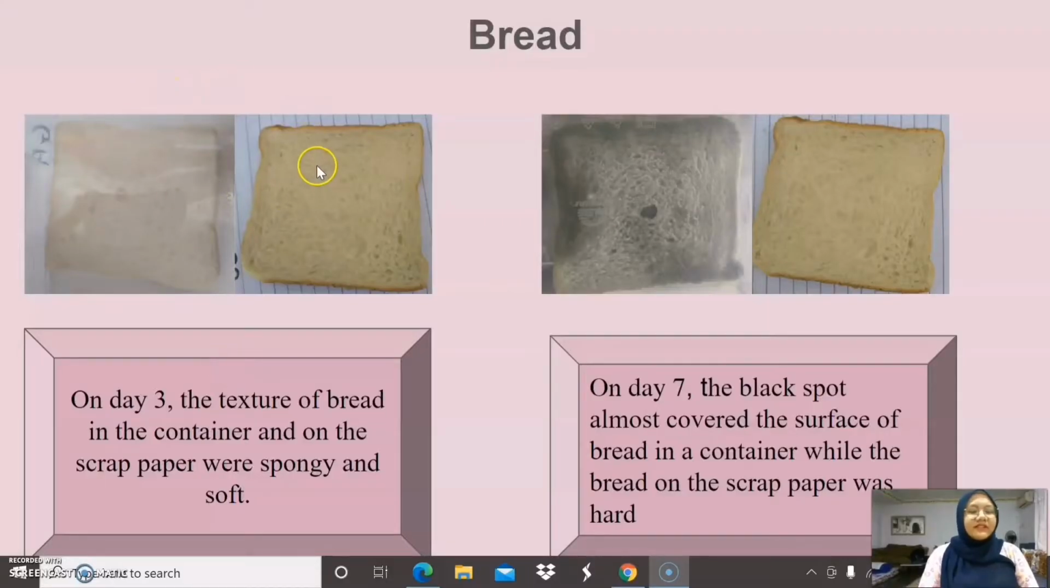So we can see from this picture, on day 3, the texture of the bread in the container and on the scrap paper was spongy and soft. But on day 7, the black spots almost covered the surface of the bread in the container, while the bread on the scrap paper was hard. I think that's all from me.